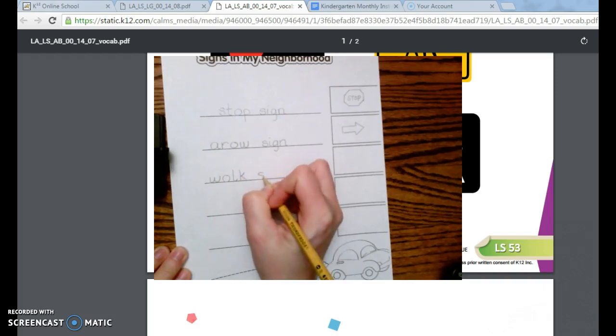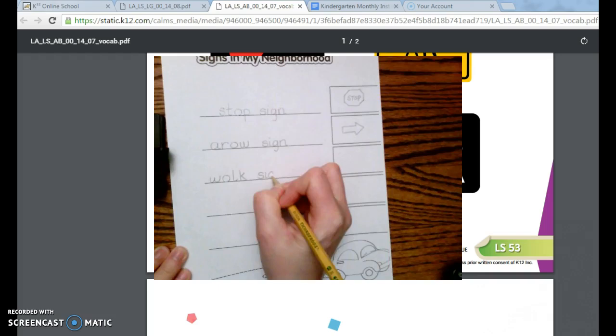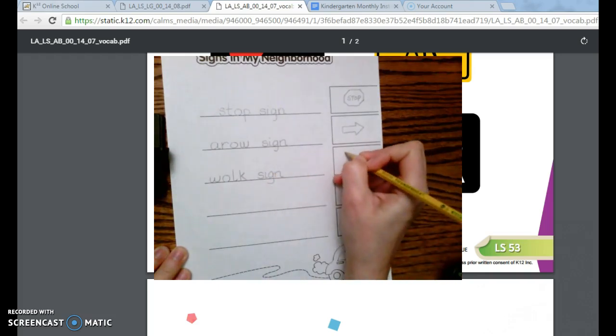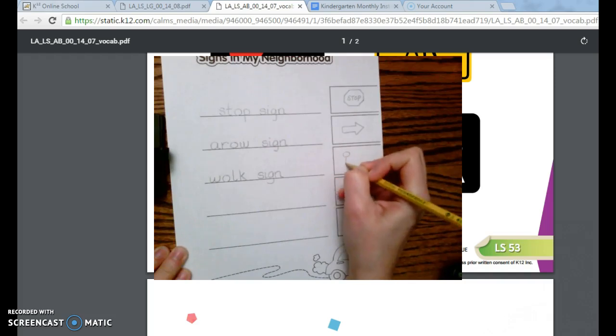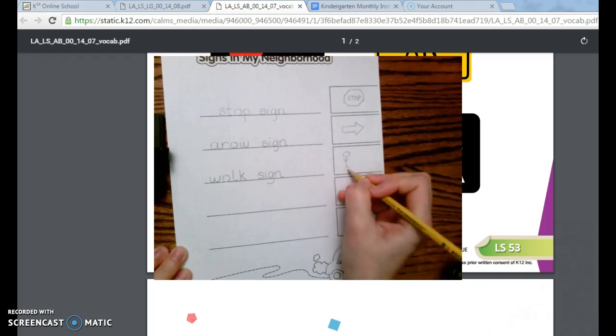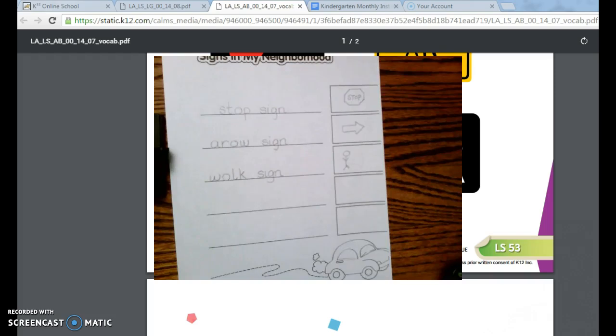The walk sign. And if we think back to the sheet we just reviewed, that just showed a person walking. All right, and you will add color to make it look like the signs that we just saw together.